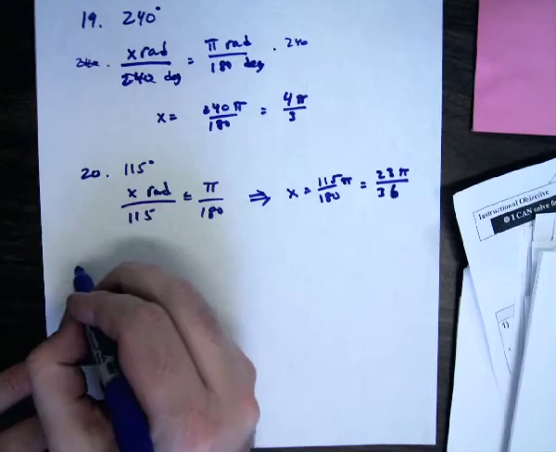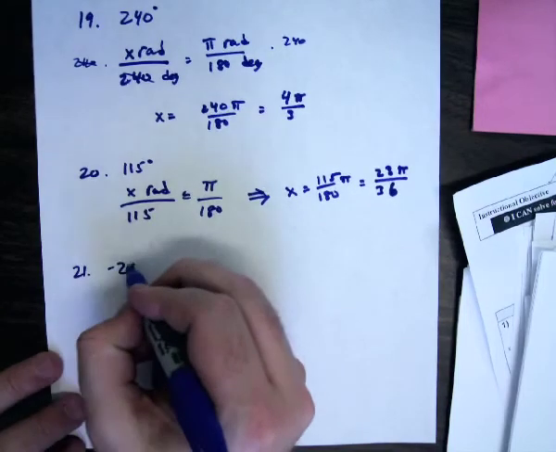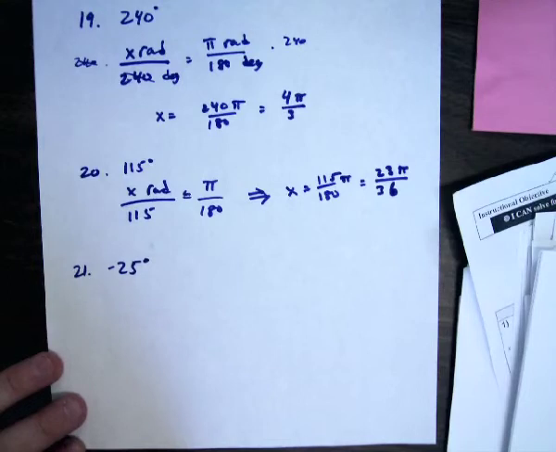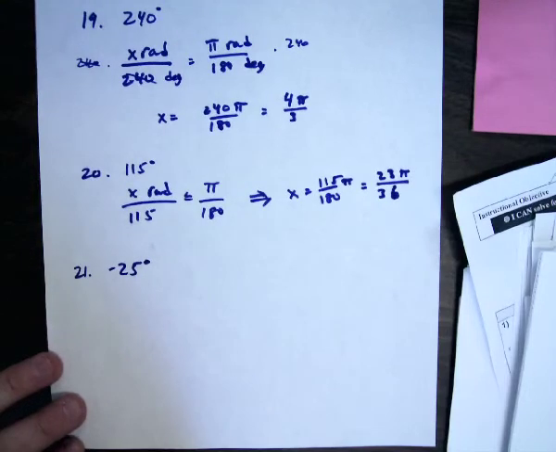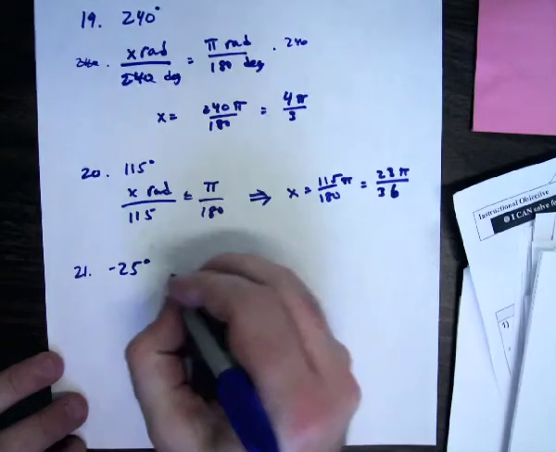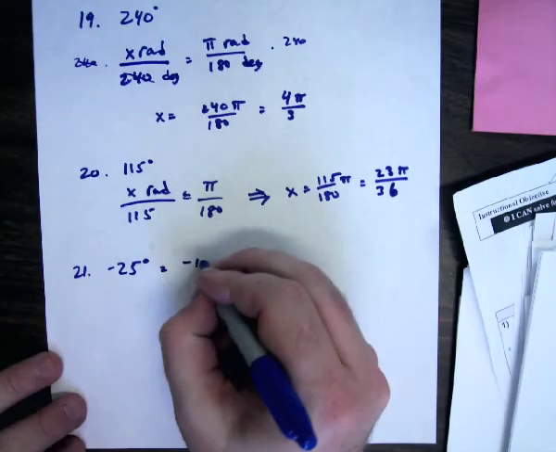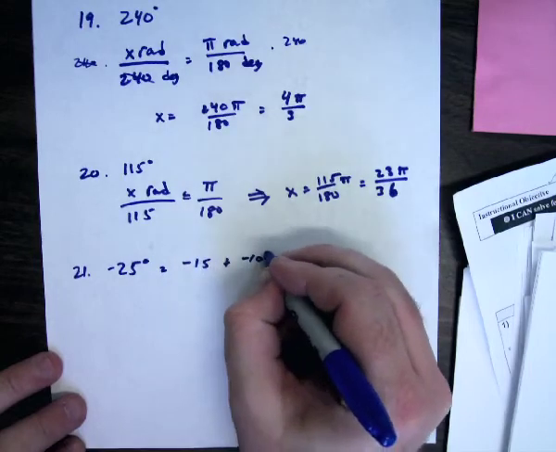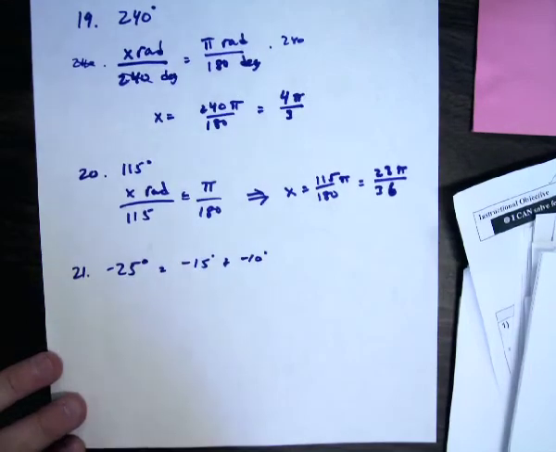21 is negative 25 degrees. Now, if you recall, negative just means you're going the other way around the circle. This one we could do something like 15 degrees plus 10. I don't know that that's easier, but if you want to solve it the way we have been solving it, feel free. Just do that and ignore what I'm saying right now. But negative 25 is also negative 15 plus negative 10. I just want to show some alternate way of thinking about this.